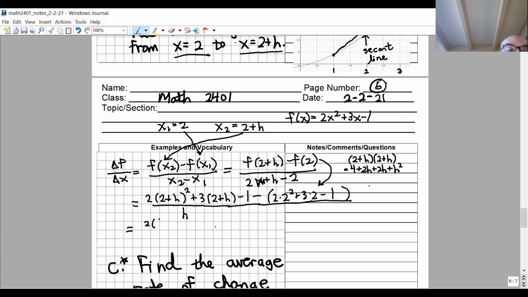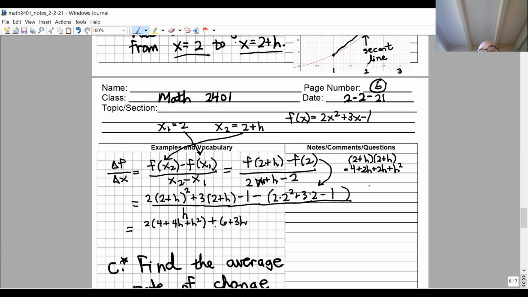We have 2 times, and then 2 plus h squared is all of this. So that's 4 plus 2h plus 2h, so you can combine those terms and get 4h, and then you have h squared, right? Okay, that's really the hard part. Once you've got that down, you're really in pretty good shape. 3 times 2 plus h is much easier, right? Just take 3 times 2 is 6. And then 3 times h is 3h, right?